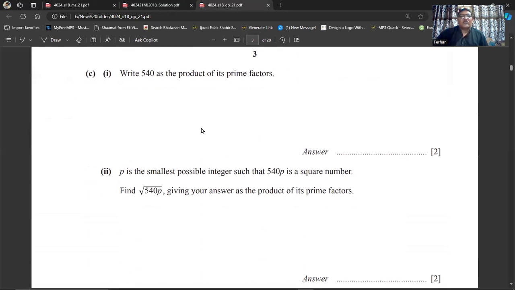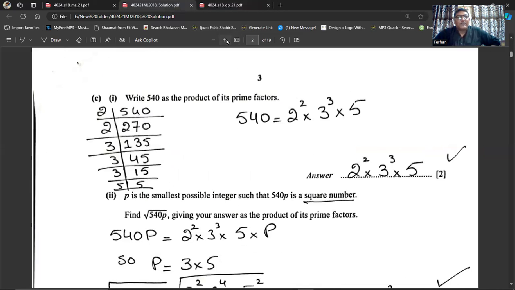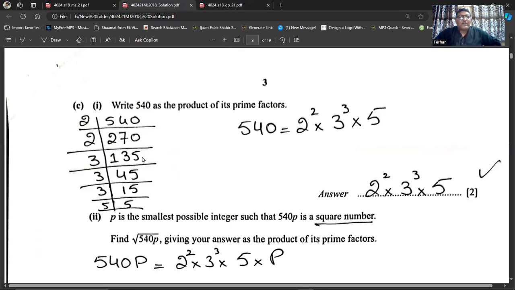Okay, so this question number one is C part. He says the first portion, write 540 as the product of its prime factors. So let me show you how we will do that prime factorization. So here we go. 540 divided by 2, that's 270. 270 divided by 2, that's 135.